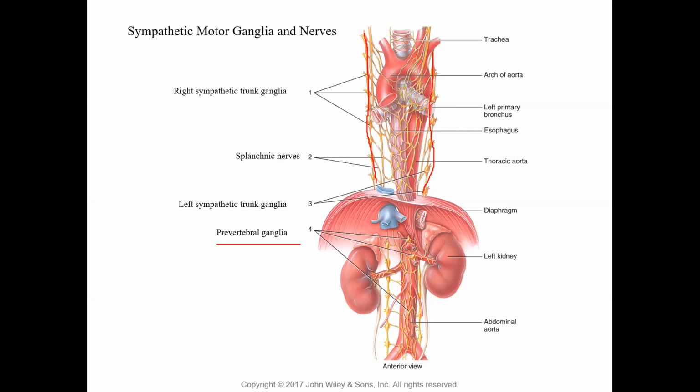Number four is your prevertebral ganglia. These are not paired, and you have three of them: the celiac, superior mesenteric, and inferior mesenteric, and they innervate the adrenal medulla.